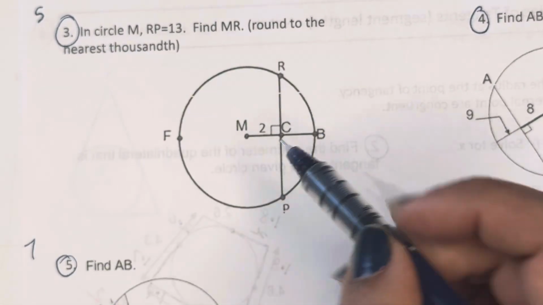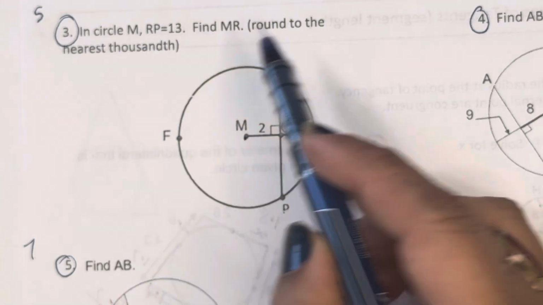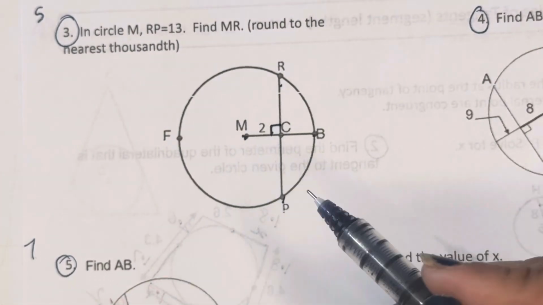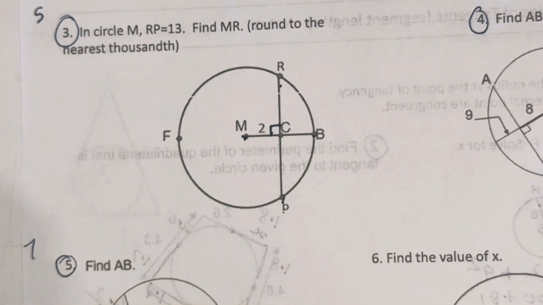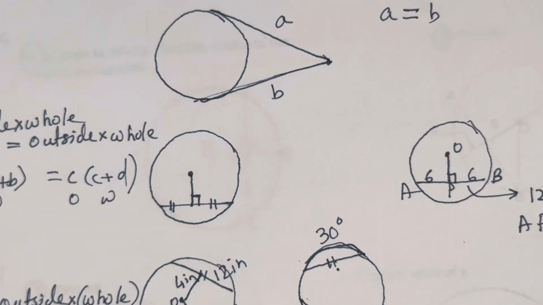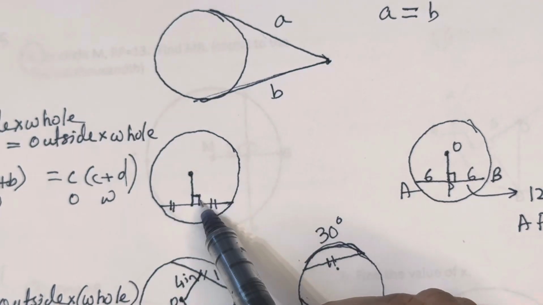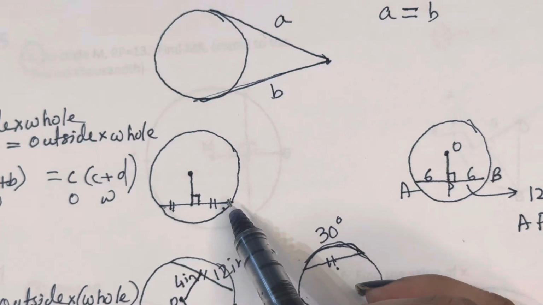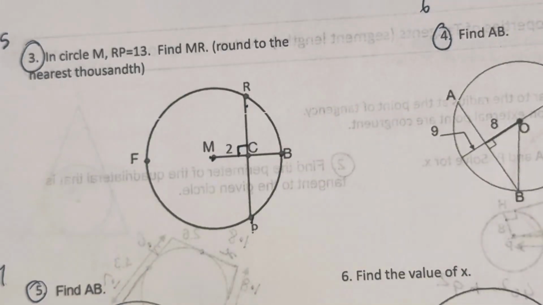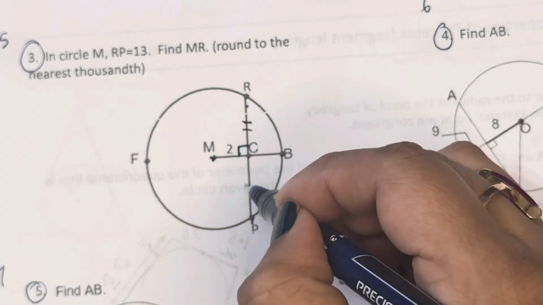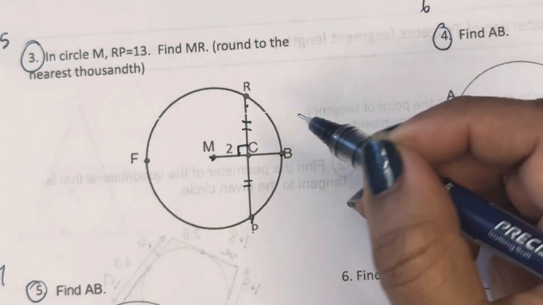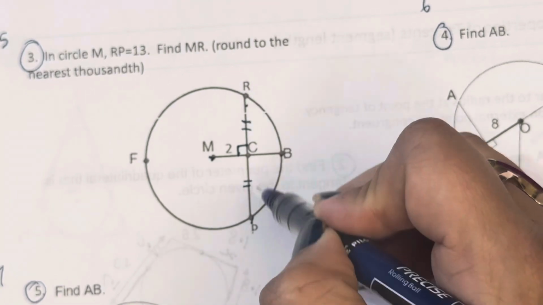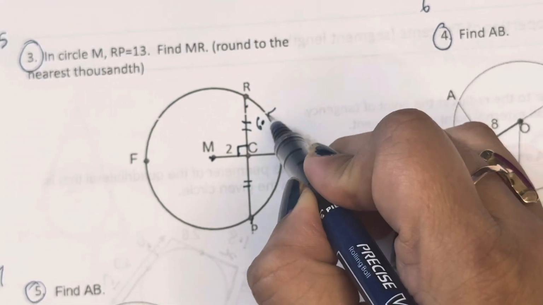So in a circle, M, RP is 13. You can see it is perpendicular. If you remember the concept of perpendicular that I have gone over in my previous video, that if you draw a perpendicular from the center to a chord, it bisects the chord. Okay, so we'll use this concept here. It bisects the chord. So that means this chord is bisecting at that point C. That means if RP is 13, half of 13 is 6.5.